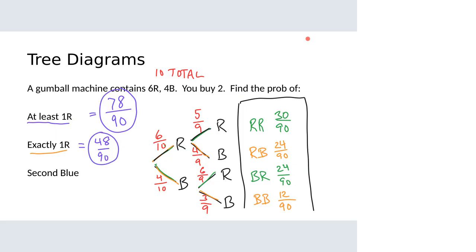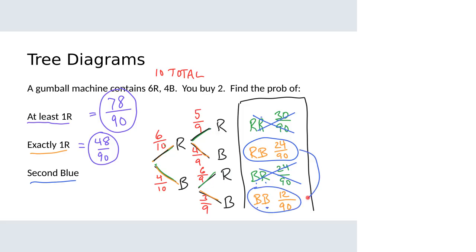Last one. What is the probability that the second one is blue? So I just have to look at my outcomes here. Red, red, no good. Red, blue, yes, the second one's blue. Blue, red, there's a blue in there, but it's the first one, not the second one, so that's no good. Blue, blue, yes, the second one is blue, so I want to count those.